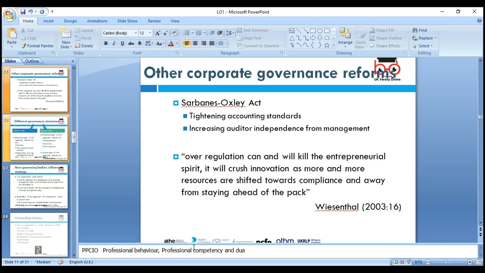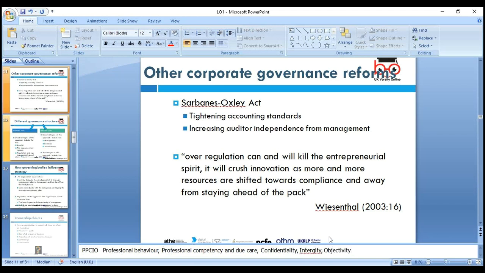The second P is professional competencies and due care. It means we need to have up-to-date knowledge. If we don't have up-to-date knowledge, we can be out of the business. Confidentiality: we should keep the information confidential. Integrity: it means we should be honest with the clients.